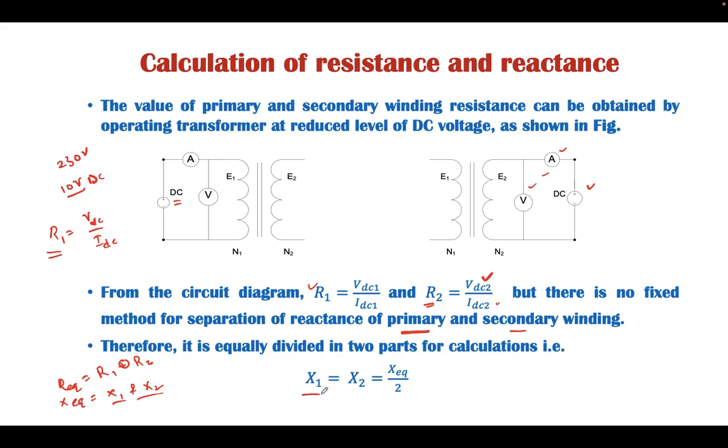Whereas in order to calculate the reactance of the transformer, there is a thumb rule. The equivalent reactance calculated using the short circuit test will be divided equally as X equivalent divided by 2, and hence X1 and X2 are taken as equal in the case of transformer equivalent parameter calculation.